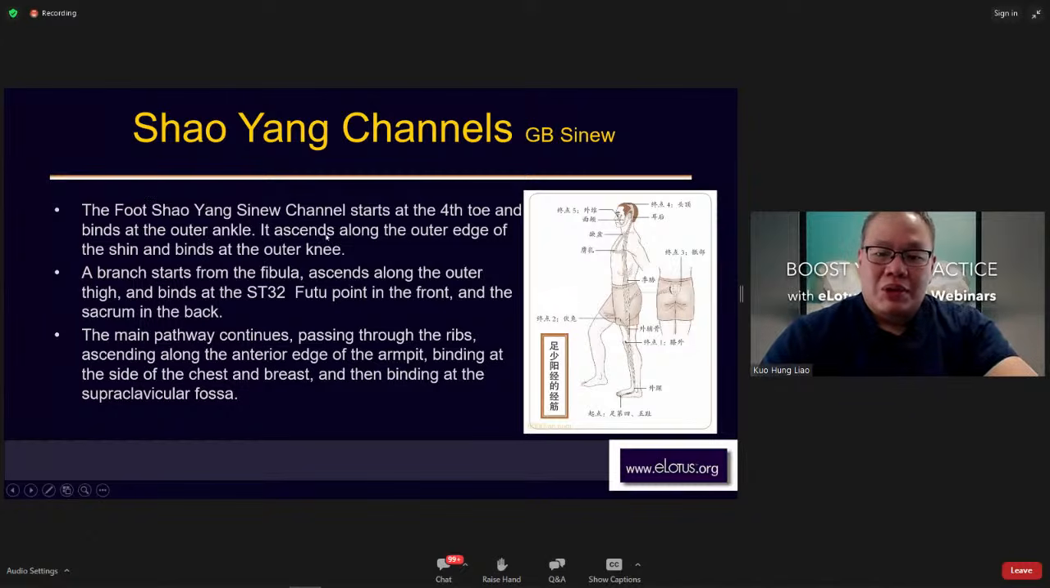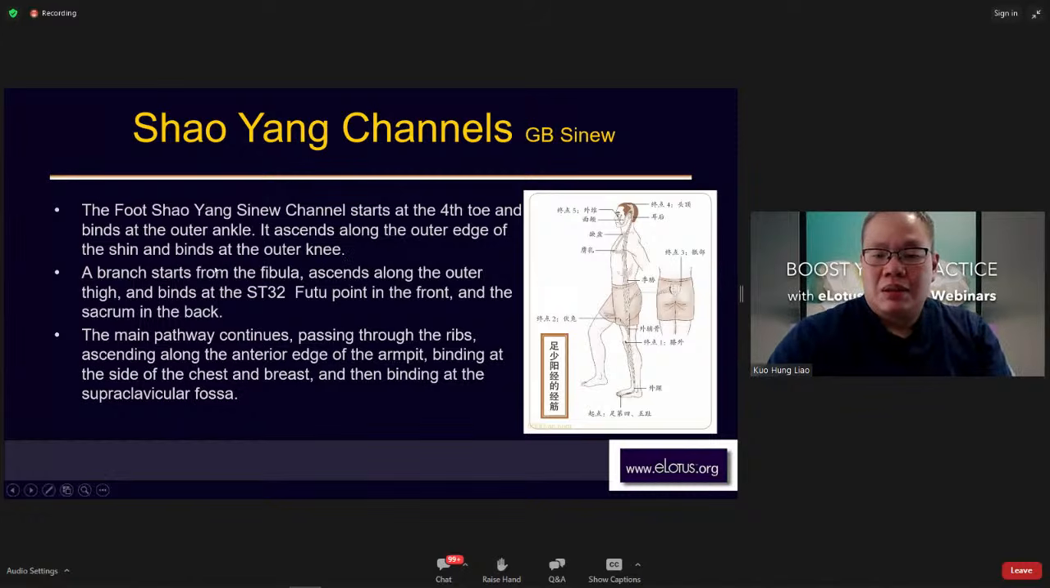The foot Shaoyang sinew channel starts from the fourth toe, same thing, follows the fibula and goes up to the IT band and up to the body. And the branch starts from the fibula, ascends along the outer thigh and binds at ST32. That's the outside of the quad muscle. Okay.